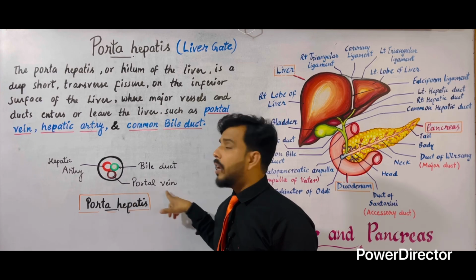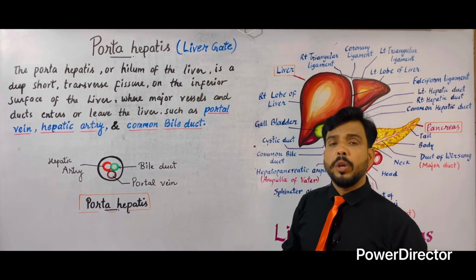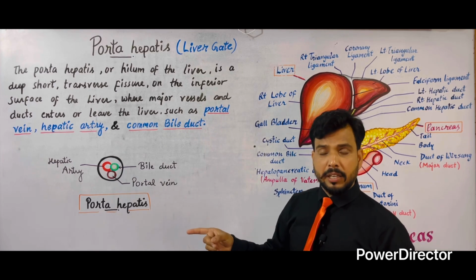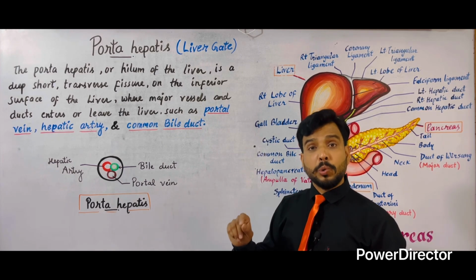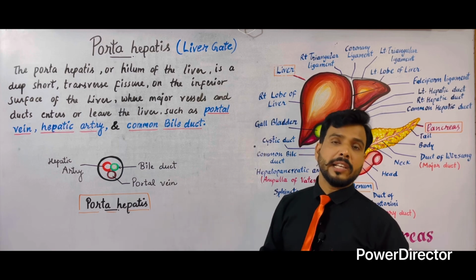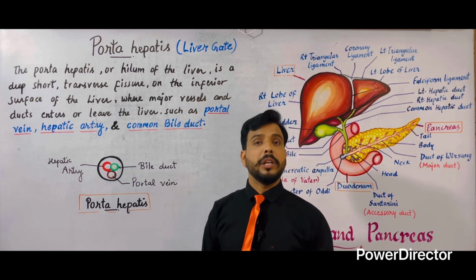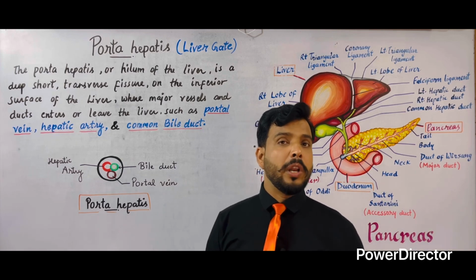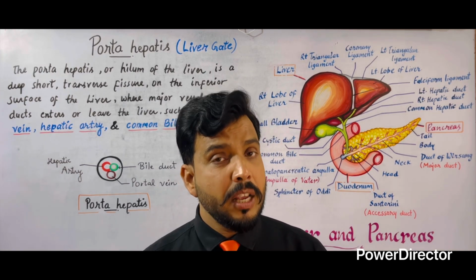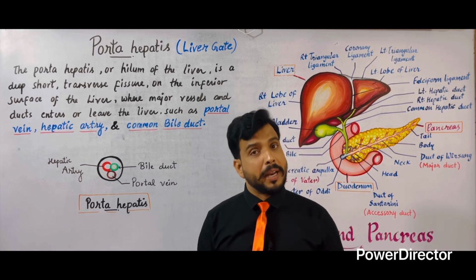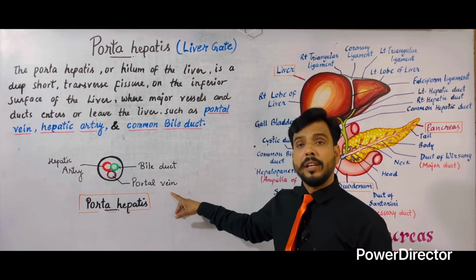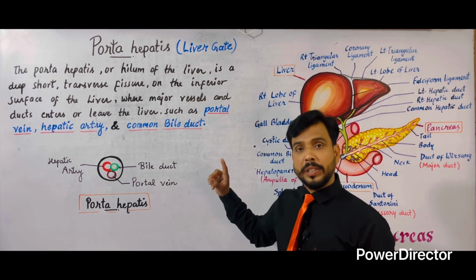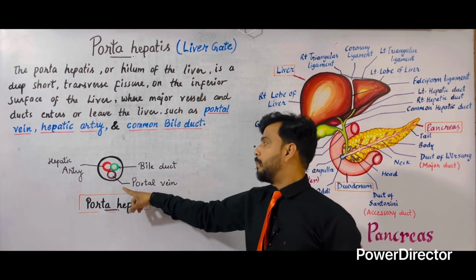Second one, the portal vein. The portal vein is the vein which enters into the liver from the digestive tract and carries nutrient-rich blood from the digestive system into the liver. Whatever we eat, the intestinal wall absorbs the food material or the nutrients. This absorbed food material mixes with blood and enters the portal vein, and this portal vein carries these nutrients with the help of blood into the liver.